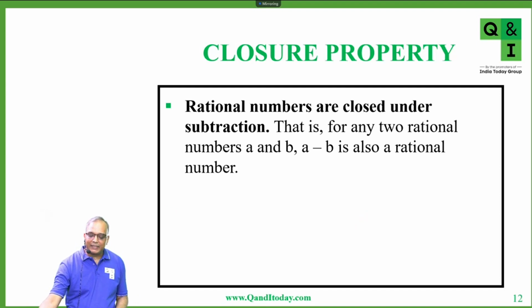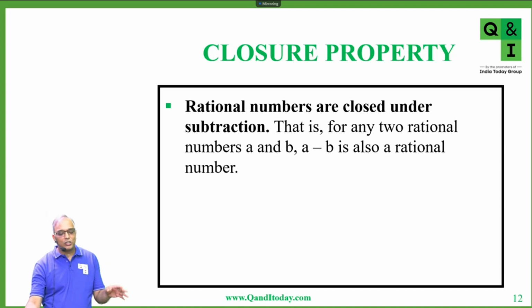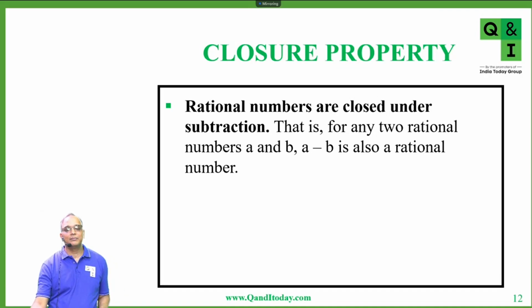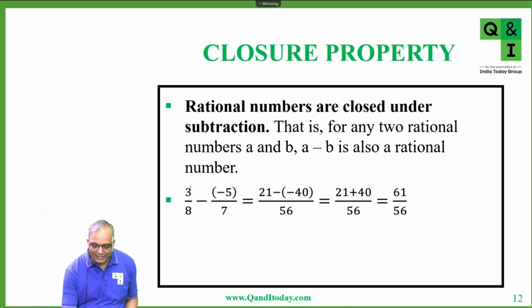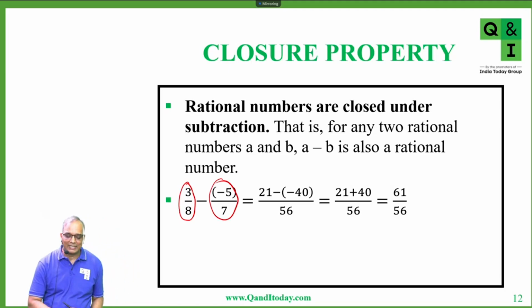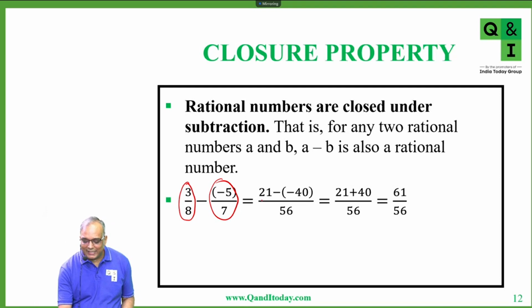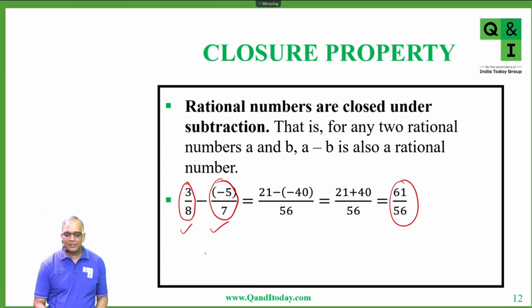Now, second property, rational numbers are closed under subtraction as well. That is, for any two rational numbers A and B, A minus B is also a rational number. So when you subtract two rational numbers, the result again is a rational number. So for example, again, I'll take the same two rational numbers. 3 by 8 is a rational number and minus 5 by 7 is another rational number. When we subtract them, we get 61 over 56. So both these numbers are rational numbers. When you subtract them, you again get a rational number.